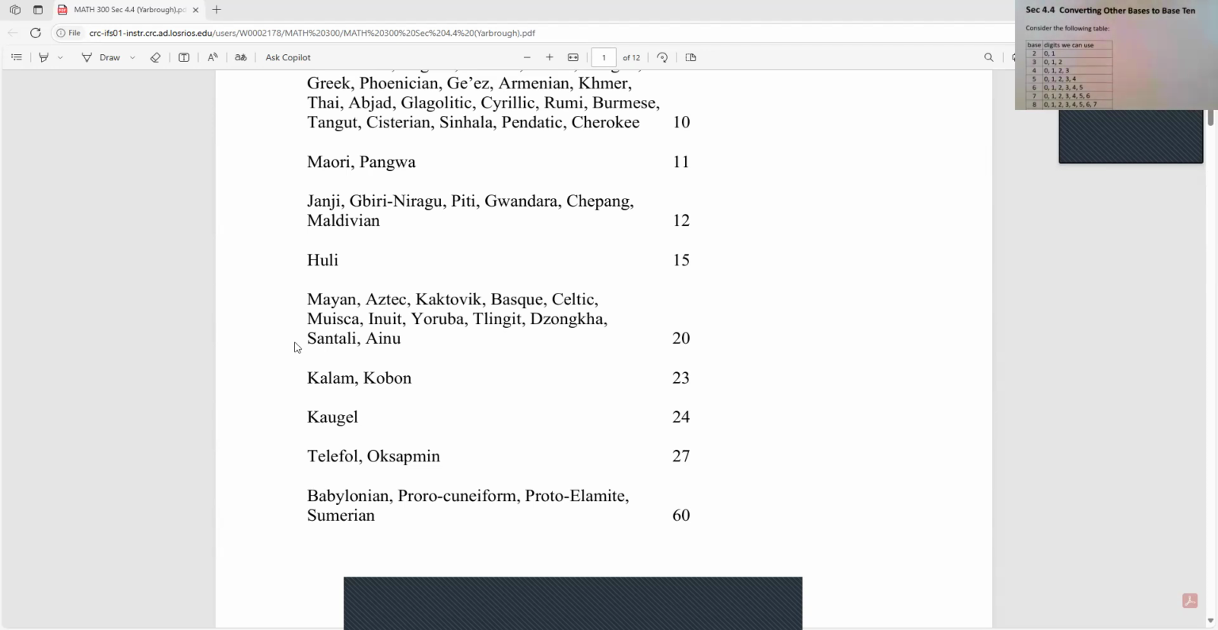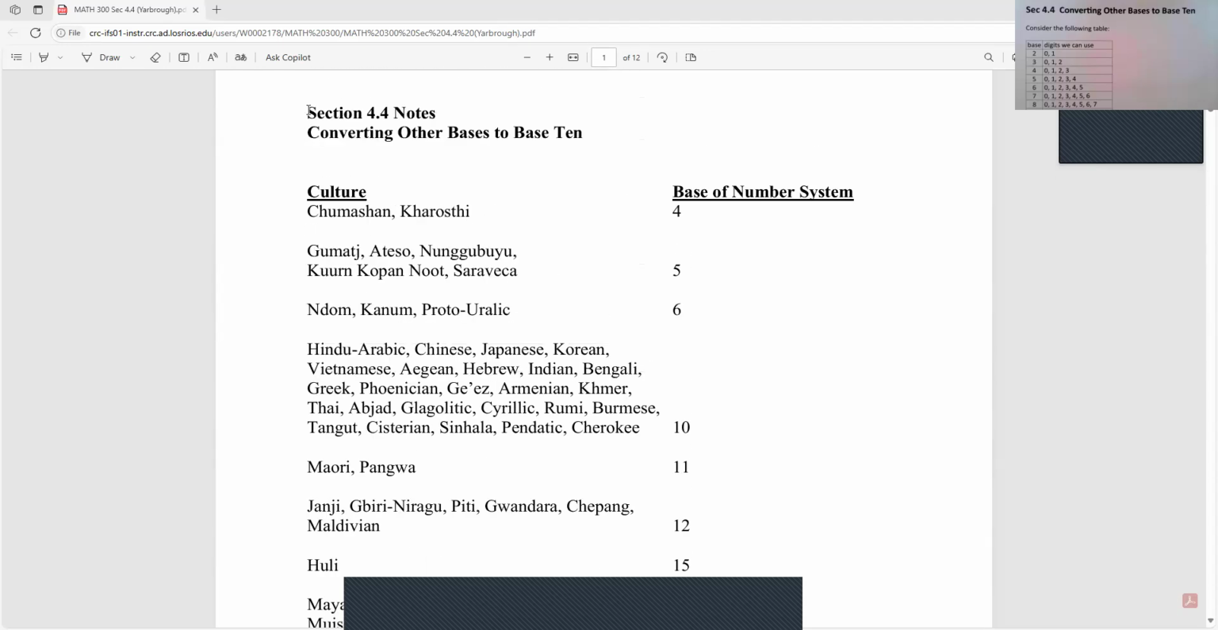So 20 was a pretty popular one. A couple cultures used base 23, base 24, base 27, and then a few cultures used base 60 like the Babylonians did. So I think this is just kind of an interesting historical table showing you that there have been a lot of different bases used in different cultures' number systems.